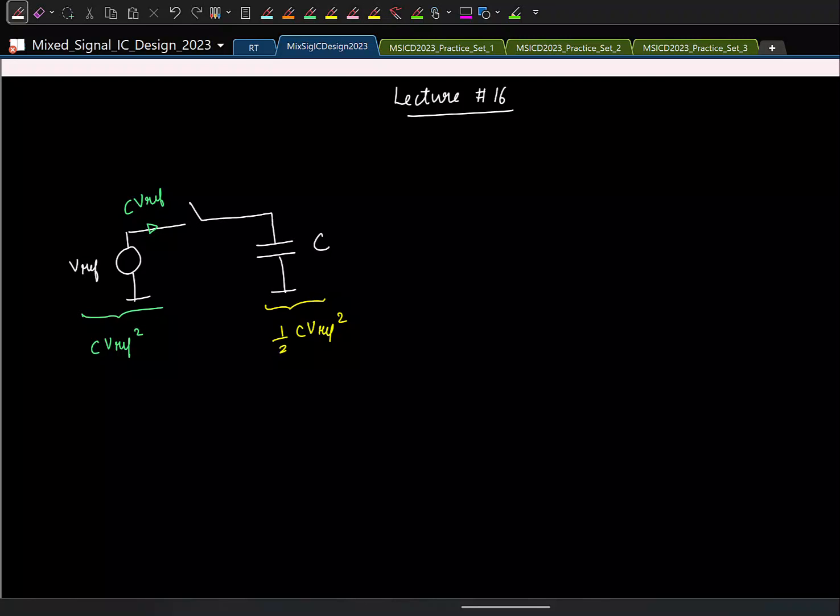If it's an ideal switch, it's going to be an impulsive current. In a practical case, what will happen? Let us say it has an on resistance, R on. How will the current look? It will spike up to VREF by R on, and then it will decay like this.